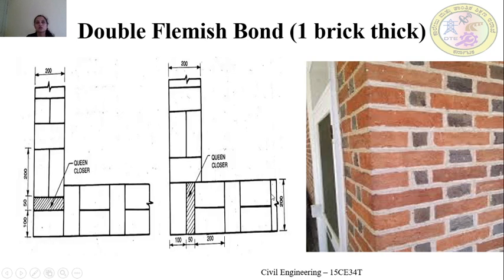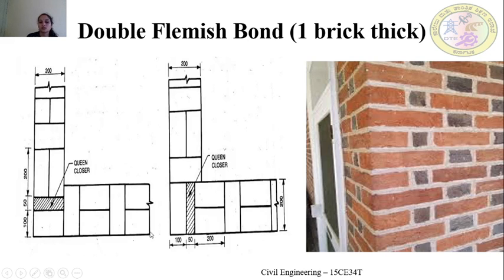Since it is Flemish bond, we know in each course alternate stretcher and header should come. Let's imagine this is the odd course and this is the even course. In the very first course, we have placed the stretcher. Since this is Flemish, next to stretcher, header should come. So header has been placed, stretcher, header, stretcher. Since this is the 1 brick thick, we need to complete the thickness. So here the two stretchers have been placed to match this one brick thick.